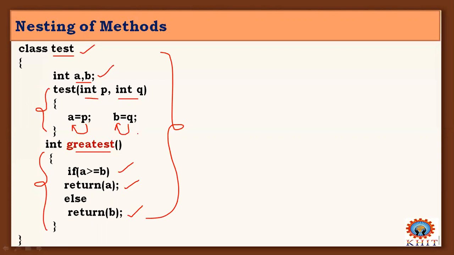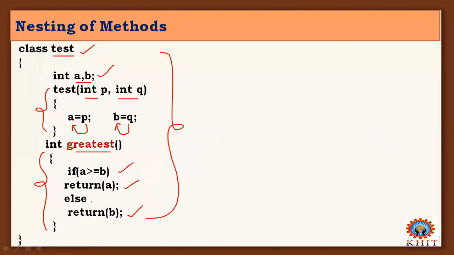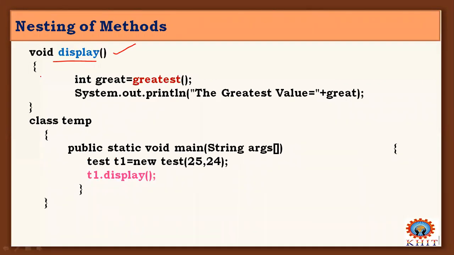And coming to the main class now, before going to the main method or main class, we have another method called display. Whereas this greatest method finds the greatest value of the given two instance variables A and B of class test, this display method also displays the greatest value by calling this greatest method inside of it. The body of this display method consists of an instruction to call the greatest method of the class test.